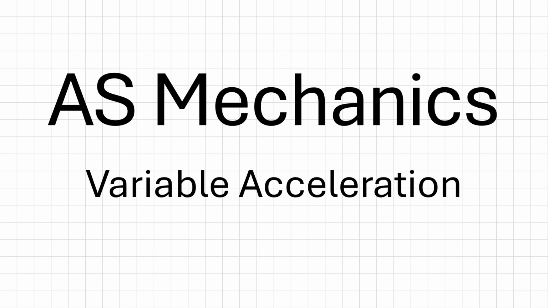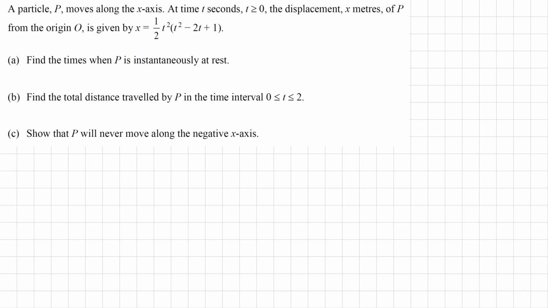This is an A-level mechanics question on variable acceleration. A particle P moves along the x-axis. At time t seconds, where t is greater than or equal to 0, the displacement x meters of P from the origin O is given by x is equal to half t squared times by t squared minus 2t plus 1. Part A, find the times when P is instantaneously at rest.